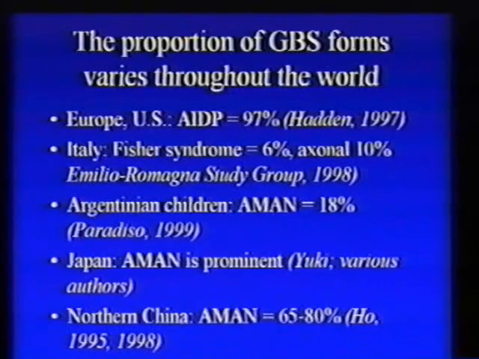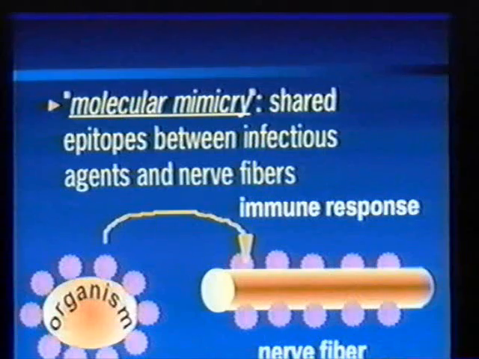In Argentina, and this is in children, but I think the same applies probably throughout South America to children and adults, the AMAN syndrome, one of the axonal forms, accounts for about 20%. In Japan, the AMAN syndrome is prominent, although we don't really know exactly the percentage. And in northern China, it accounts for 65 to 80% of Guillain-Barre cases. And northern China is where we've done our work.